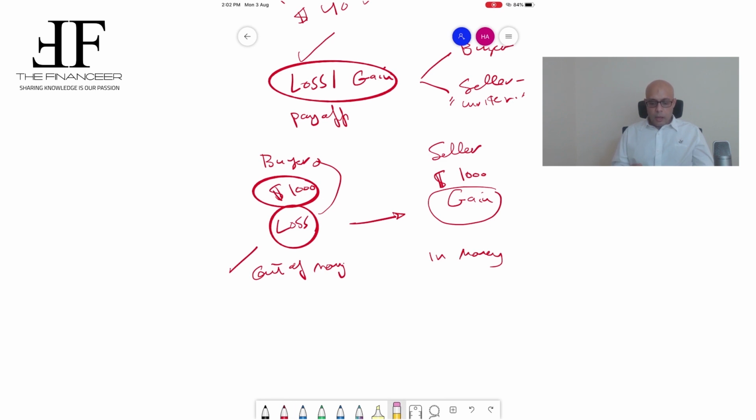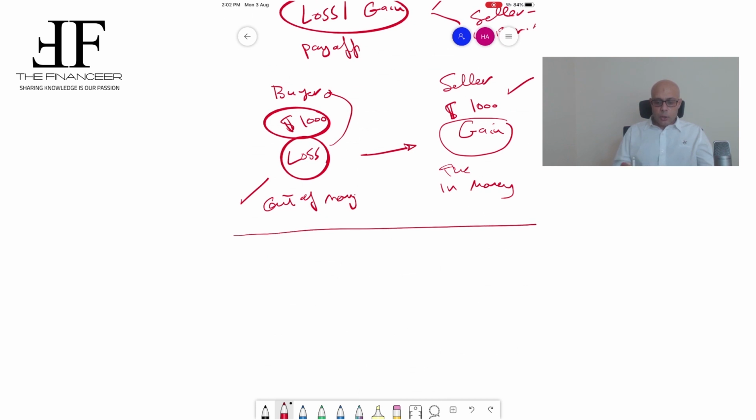In the money. This means that the seller achieved gain, so he is in the money. The contract is in the money for the seller. So these are the main concepts in this transaction. Let's take another scenario in order to explain well the issue.